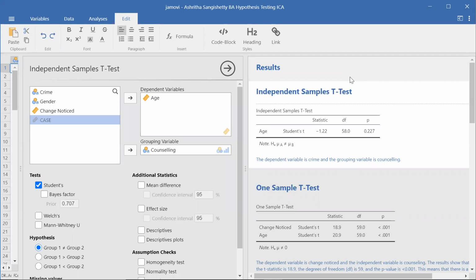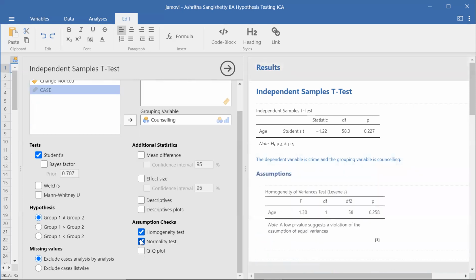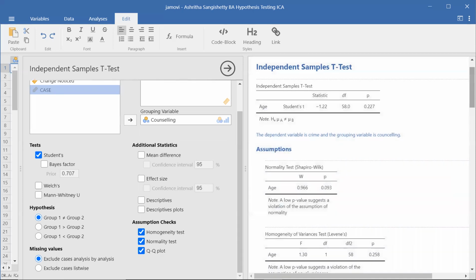In this case, my dependent variable is age and my grouping variable is counseling. Now, counseling is not related to age, so that makes it an independent sample t-test. So the first thing I do here is scroll down and check homogeneity, normality, and the QQ plot.